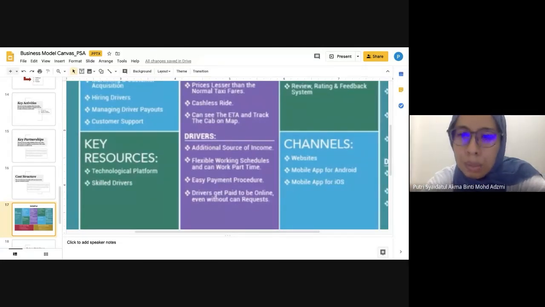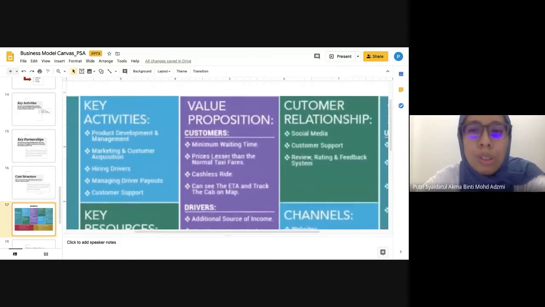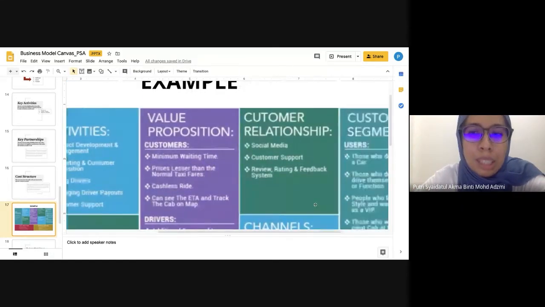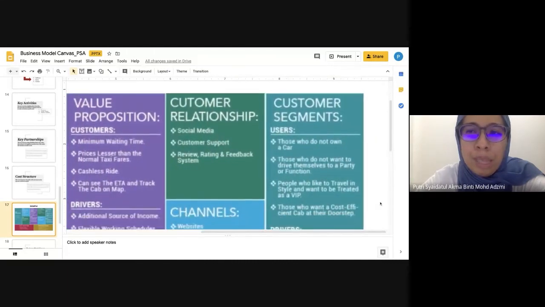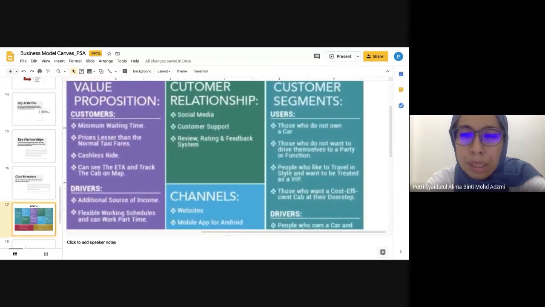And they have easy payment procedures. Everything is online on a platform, and they get paid online. So that is their value proposition. Now, the kind of customer segments that they have. The first segment is the users.